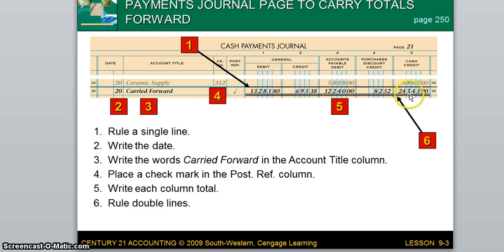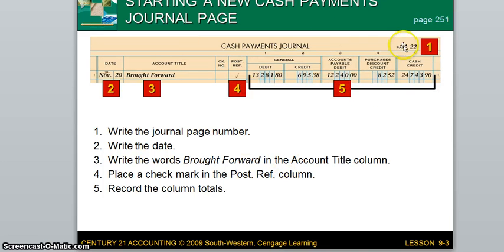So we get a total here. We single rule it to show we're going to add, and then we double rule it to show that we've added everything. Then on the next page, which in this case would be page 22, we write the same date, and we write the words brought forward. Again, we write the check mark to show that these will not be posted, and we simply copy the amounts from the previous page that we had totaled up before. And that's all we do to carry these down to the new page.